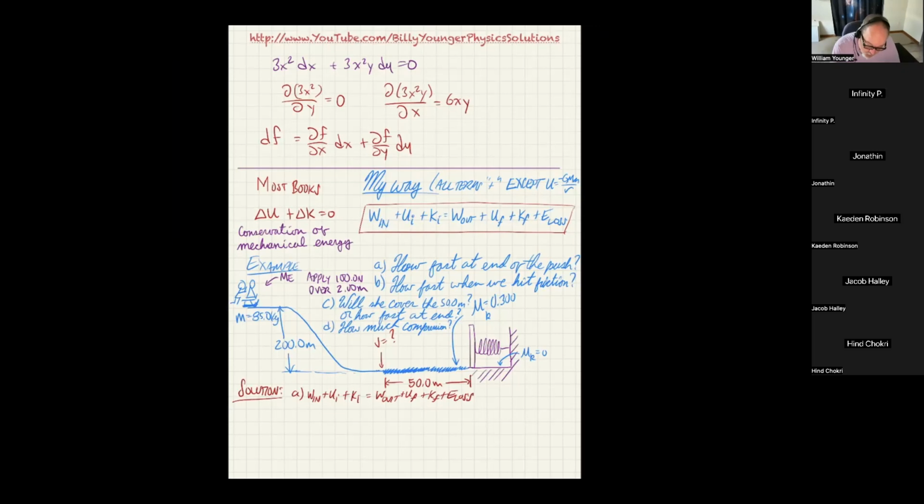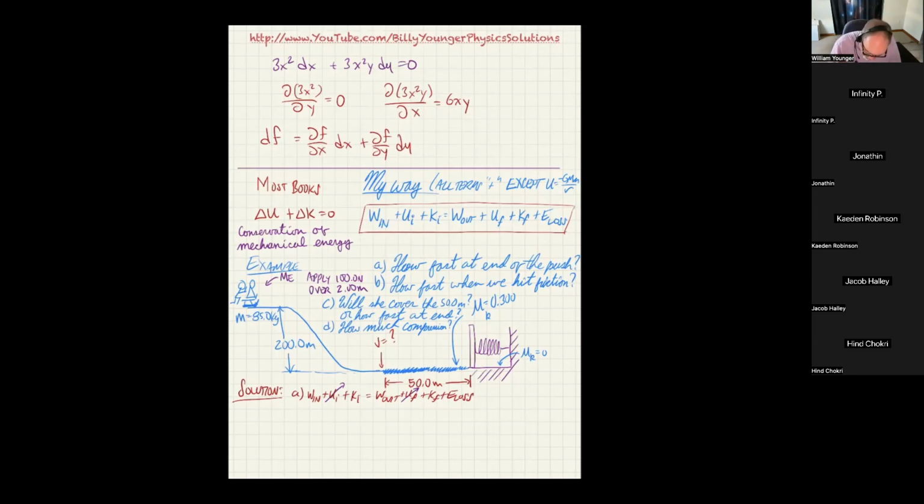So what I'm going to do now is say there is work put in, but the height that the sled and person are at when I start to push and when I stop pushing is exactly the same. So U initial and U final are canceling each other out because they're equal. It's mgy minus mgy. In other words, mgy is on both sides.